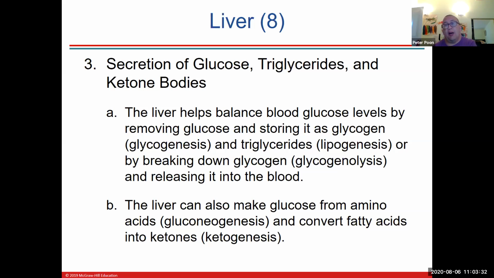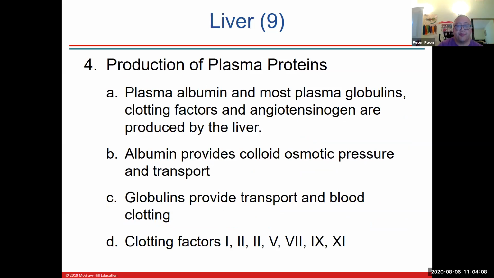The liver can also do some really cool things. It stores glycogen for one. It stores about 2,000 calories of glycogen in the liver. And it can also make sugar. It can make glucose from amino acids and convert fatty acids into ketones, which your body can process for energy in your brain, basically. And that's gluconeogenesis and ketogenesis. It produces clotting factors, globulins, albumin.